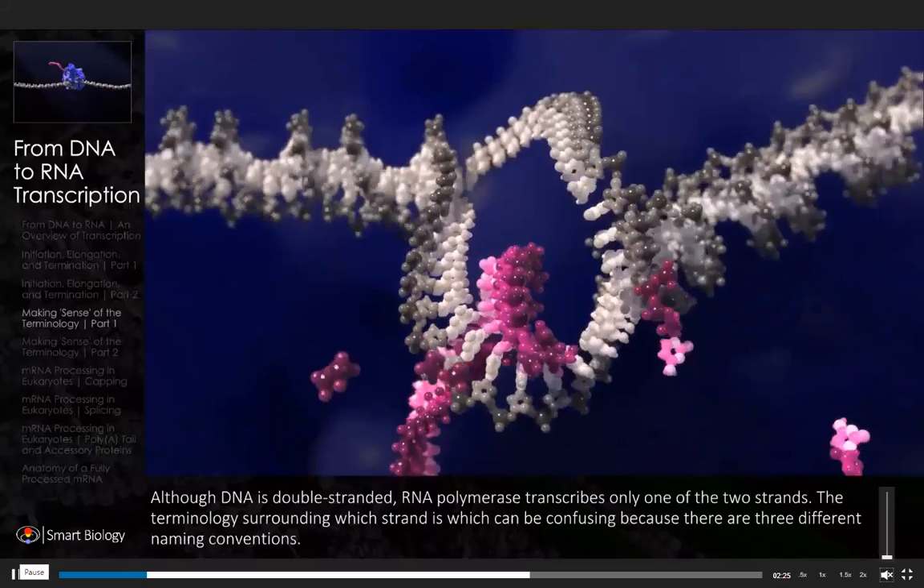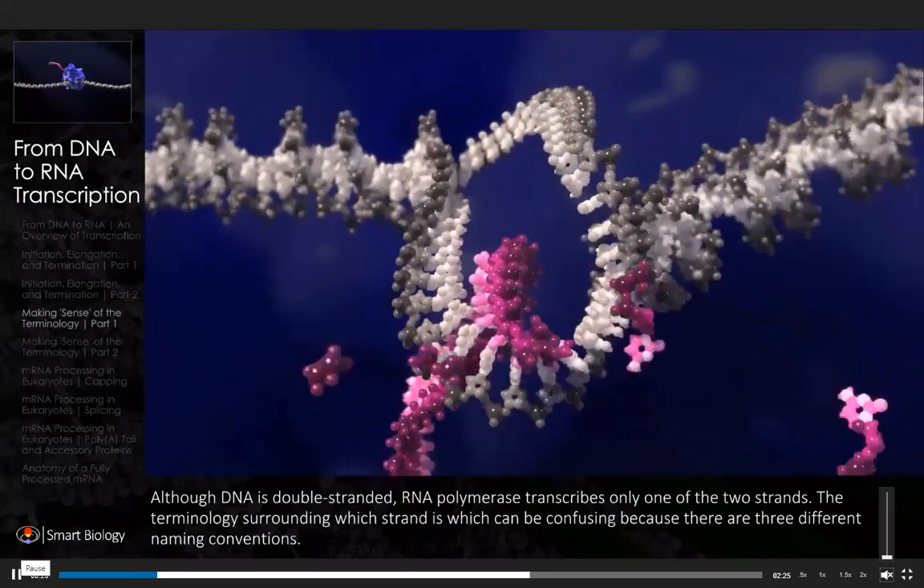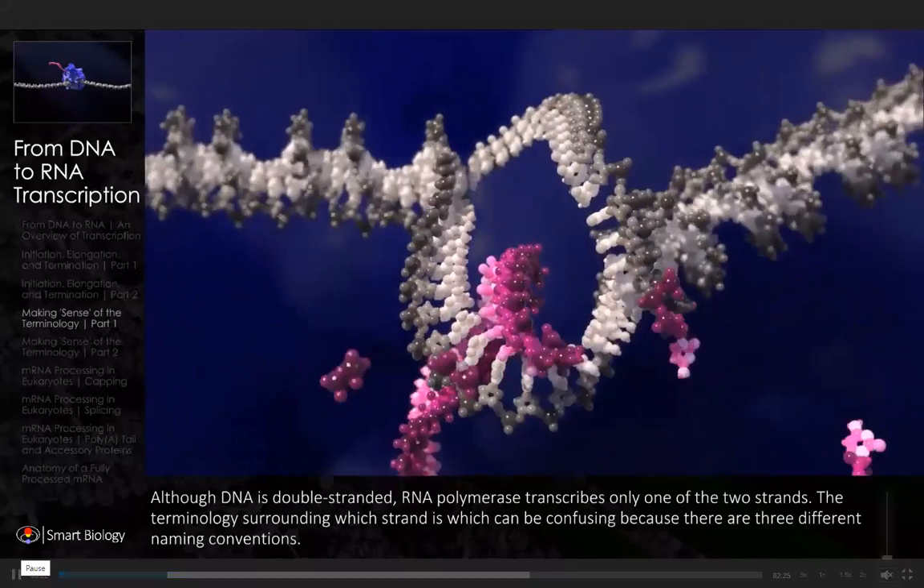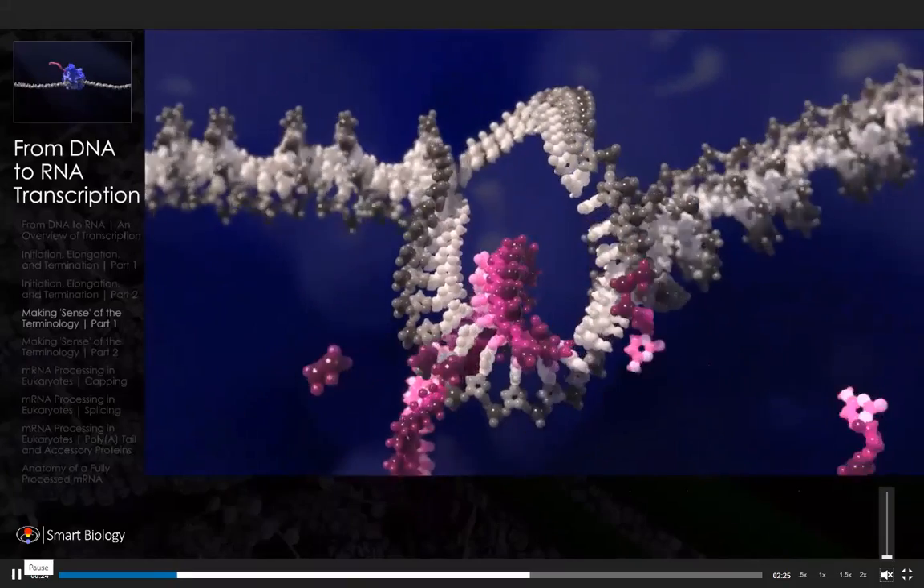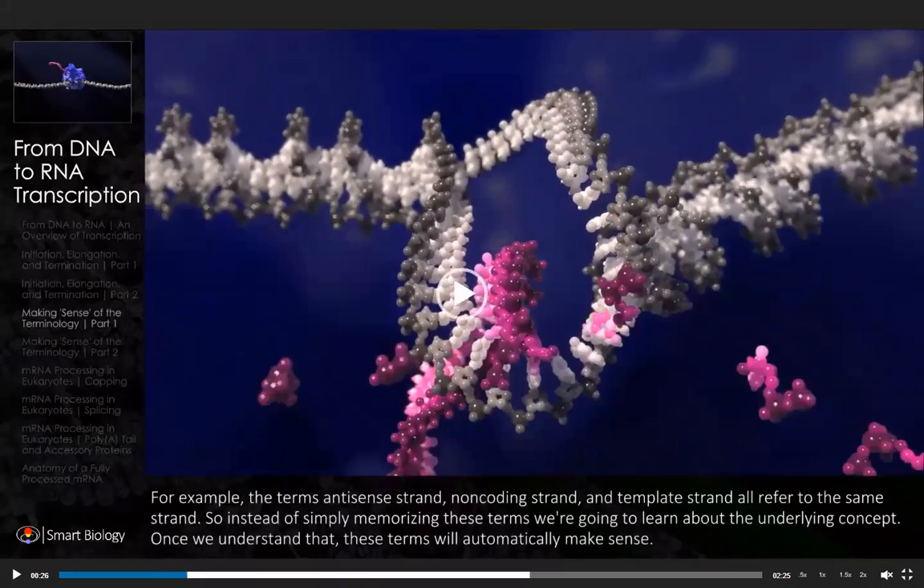So DNA is double-stranded and RNA polymerase transcribes only one of the two strands. So the terminology needs to be described very well. So here we have, these are the nucleotides that are coming in. This is, for example, ATP that is coming in. Everybody can see this, right? Yes, Ajahn. Okay. All right.